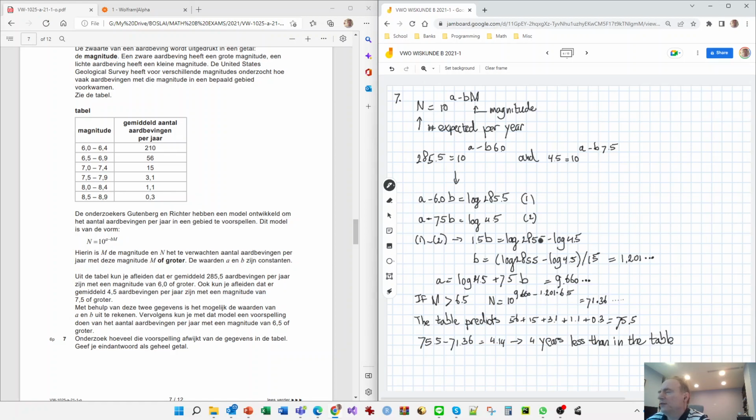So you get the difference of these logarithms, which you also can simplify a little bit, by the way. I didn't do that here. I just plug this in to find B, 1.201.